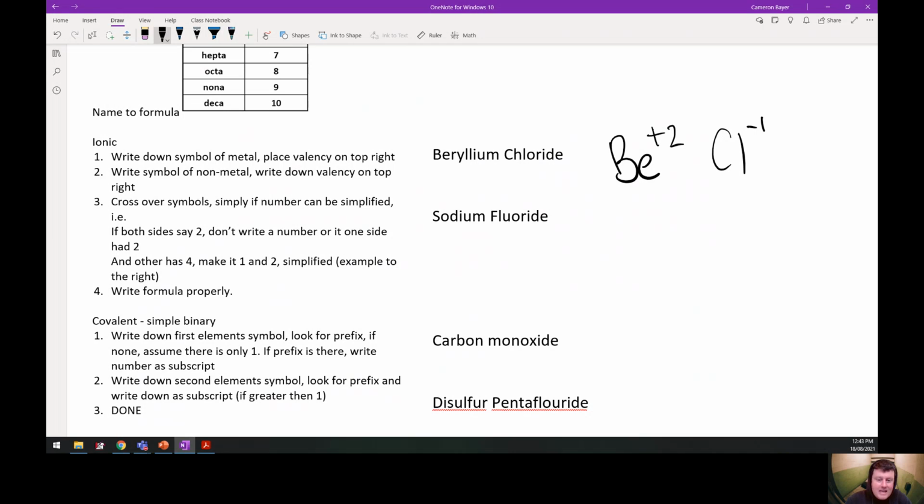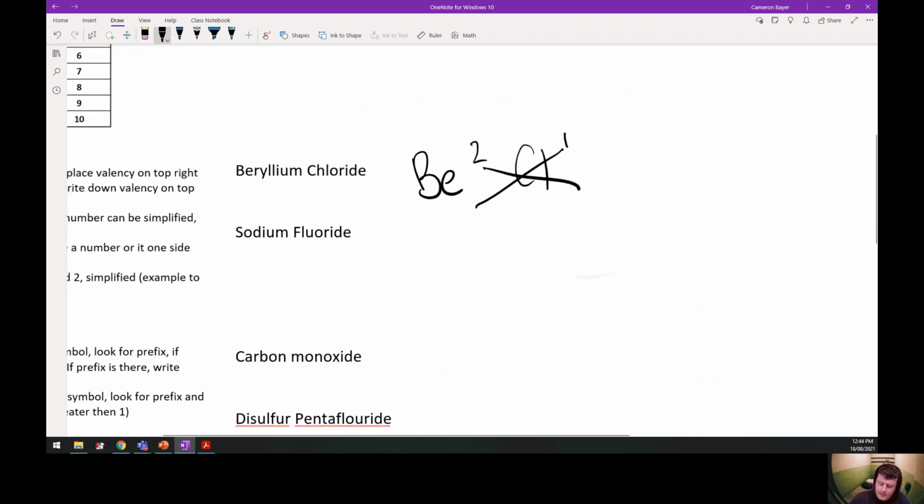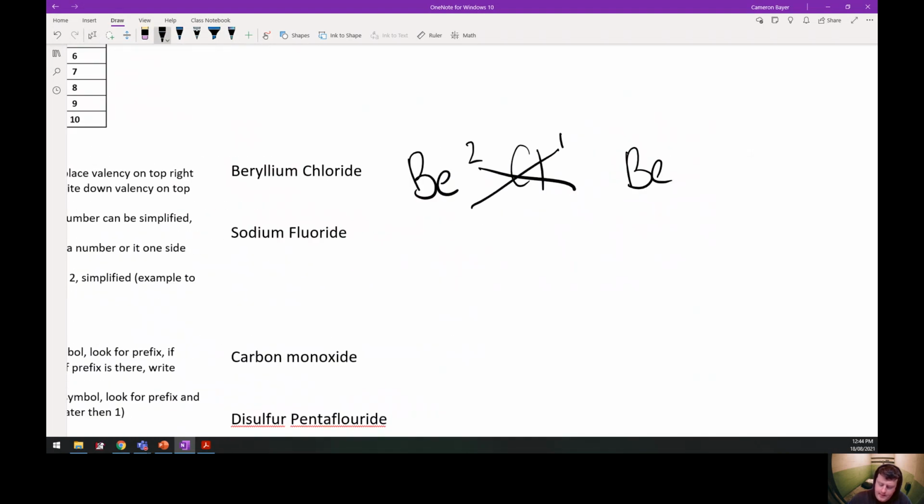Now, to make things easier, we actually do something called a crossing over method. So what I'm going to do is rub out their charges, because their charges don't matter in this case. And I'm going to cross over and swap the partners. So when I completely write this, I will have Be1Cl2. Now, we don't write this 1. Whenever we see this 1 here, we're always assuming it's there. Technically you could write it, but convention says that we don't.